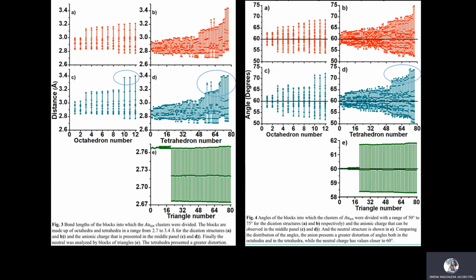In the other picture, we can see the angles of the blocks into which the clusters of gold-60 were divided, with a range of 50 degrees to 75 degrees. In the same way, we can notice that the anion presents a greater distortion and the neutral has values closer to 60 degrees.